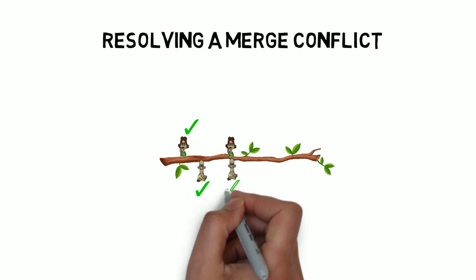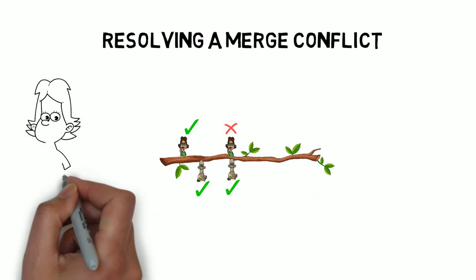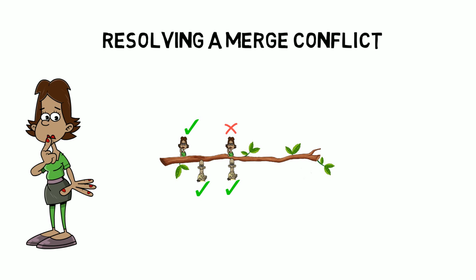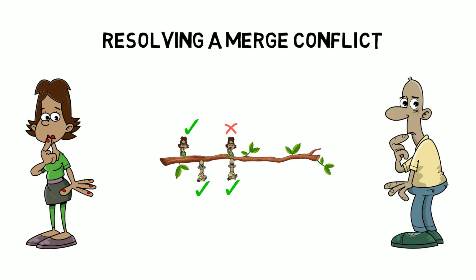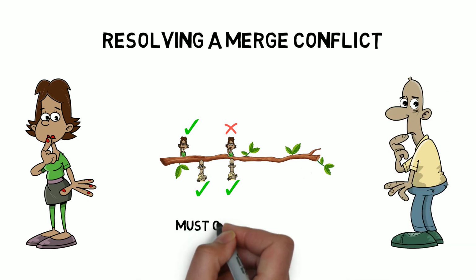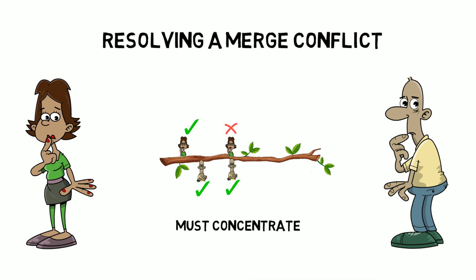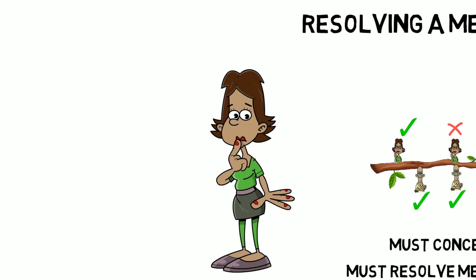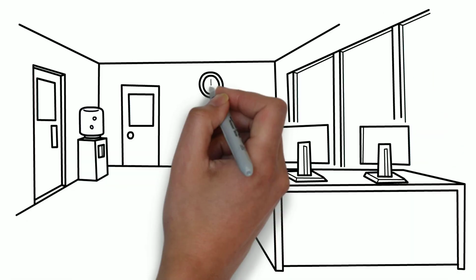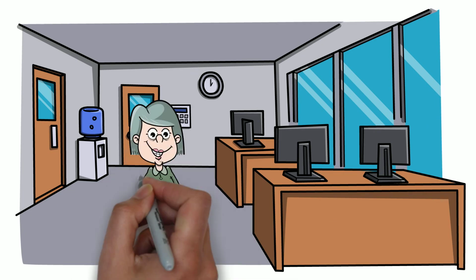Depending on the complexity of the changes, resolving the merge conflict can be a quick process or a long, arduous task. In either case, the developer must concentrate to ensure that they are not removing necessary code. They also must resolve the merge conflict before they can continue. With that, you should now understand how software engineers use Git and version control software, and why merge conflicts occur.